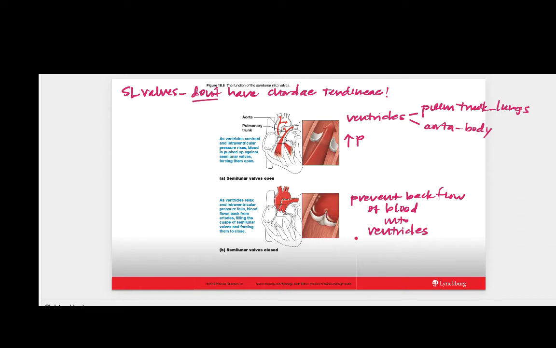And the way that these guys are arranged is they're basically like little cups. And so as the blood pushes back against them, they close. They don't need chordae tendineae the way that they're designed. They don't need the heartstrings, but they do close behind the blood, and they are designed to prevent blood from flowing back into the ventricles. Okay, and so in this way, this is how our valves work to make sure that blood flows in one direction throughout the heart. It creates a more efficient blood flow.